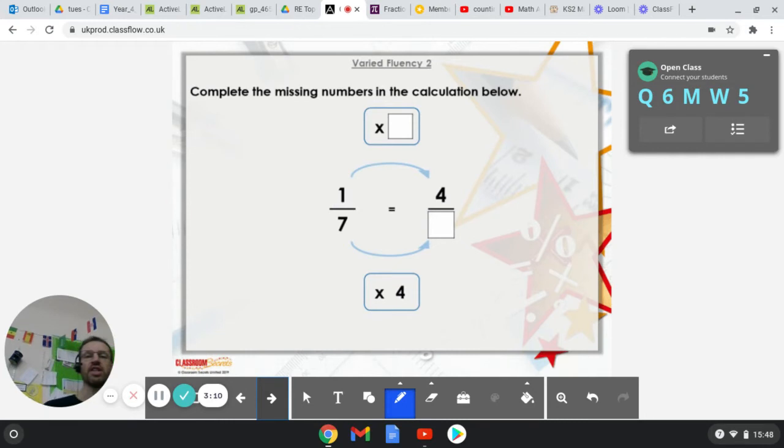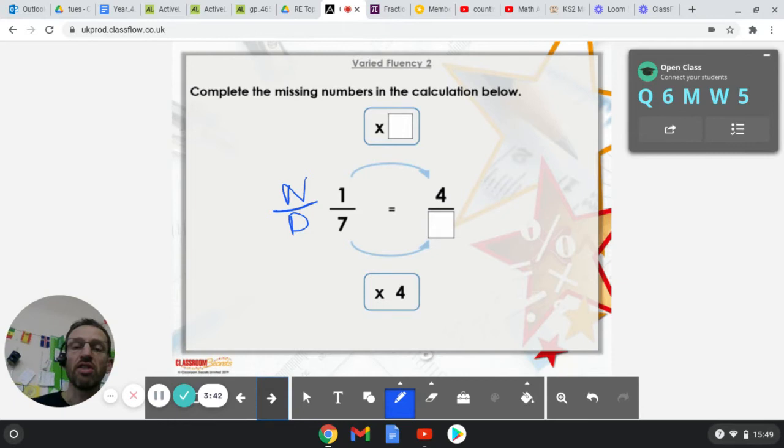Complete the missing numbers in the calculation below. So when we're working out equivalent fractions, if we're not going to look at the pictures and the images on MathSpot, I've shown you a numerical way. I've shown it to you quite quickly, but what you need to know is that whatever you do to the top number, which is the numerator, you have to do to the bottom number, which is the denominator. So in this case, they've got 7 and they've multiplied it by 4. If you know your times tables, which you do, you know 4 sevens are 28.